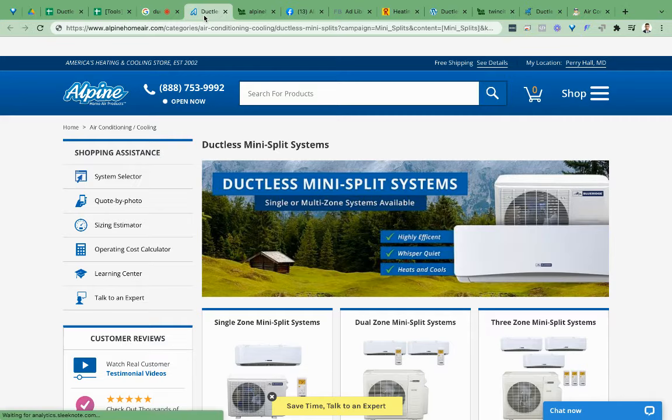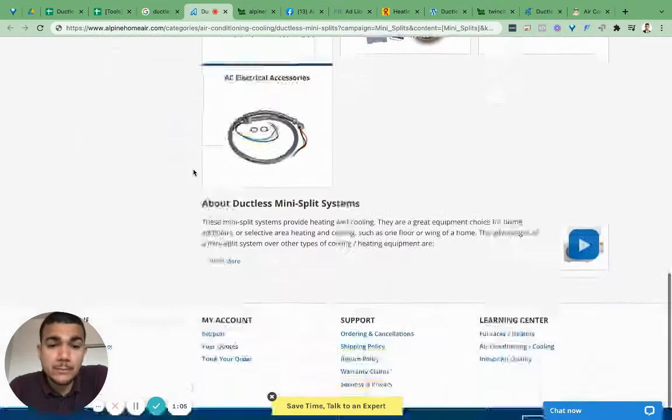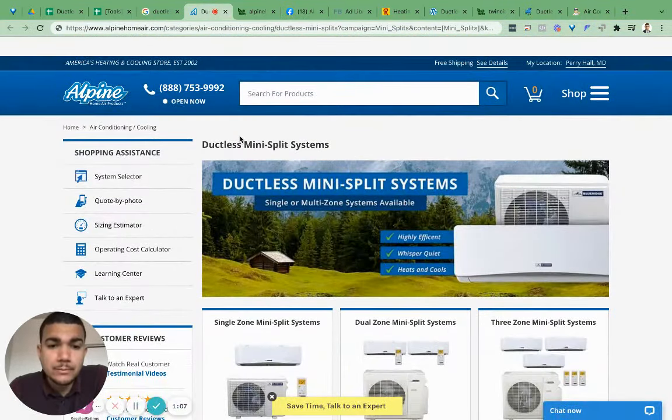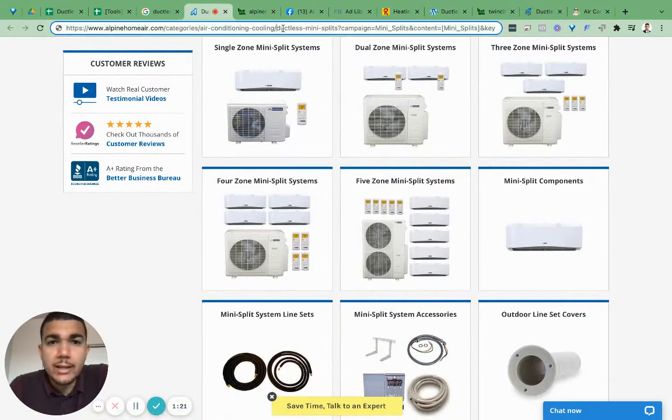So the first one I want to take a look at is Alpine Home Air Products. This is a ductless mini split. This is an e-commerce store. So I'm not sure about this keyword in e-commerce, but I know for advertisers in the contractor space, this doesn't work very well. First things first, I want to take a look at their tracking on the website.